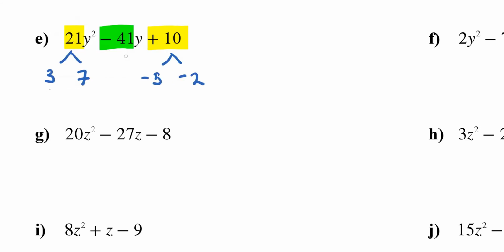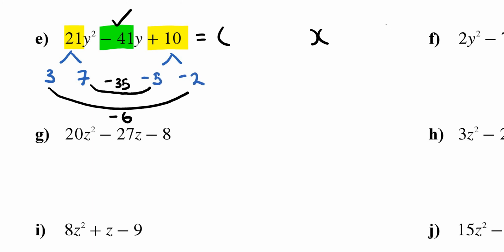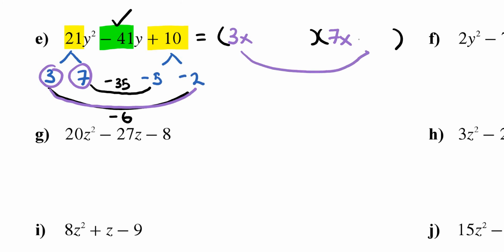Okay, let's use the smiley face technique. 3 times negative 2 is negative 6, and 7 times negative 5 is negative 35. And negative 35 minus 6 is indeed negative 41, so that combination works. And let's set up my brackets here. Using my purple marker, the 3 and the 7, usually those are your first terms. So 3x and 7x. And just follow the 3. The 3 multiplies with the negative 2. So 3 has to multiply with negative 2. And then 7 has to multiply with negative 5. So negative 5 goes on the inside there. So 3x minus 5 and 7x minus 2.